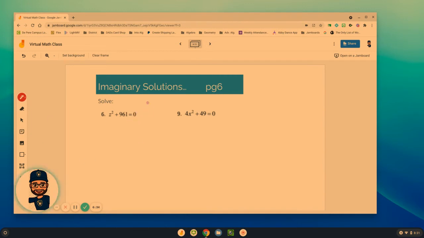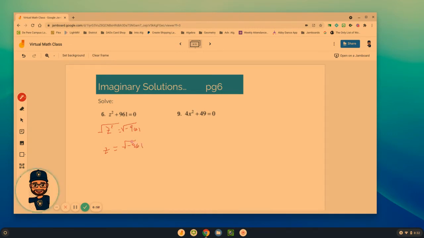Our goal is to still isolate the x squared part so that x squared equals negative 961. Our next step is to take the square root, and therefore x equals the square root of negative 961.